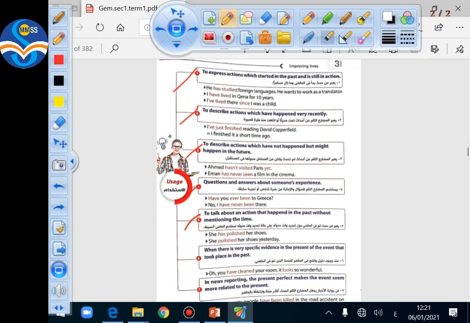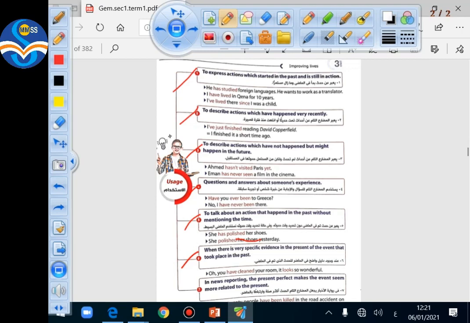She polished her shoes yesterday. Why did we put this sentence in the past simple? Because we already know that this happened yesterday. The sixth usage is when there is specific evidence in the present of the event that took place in the past.